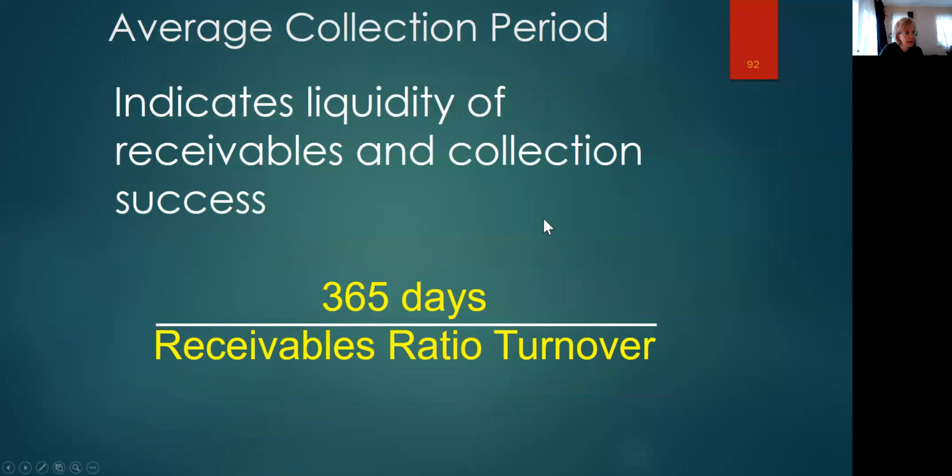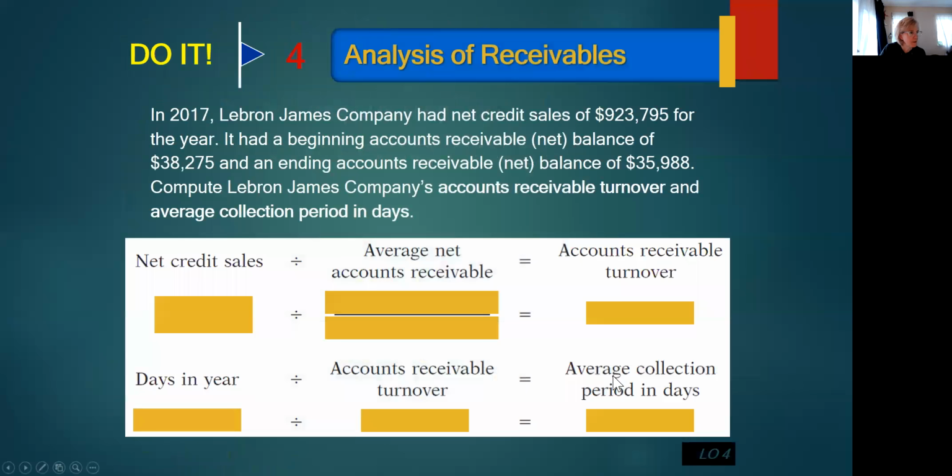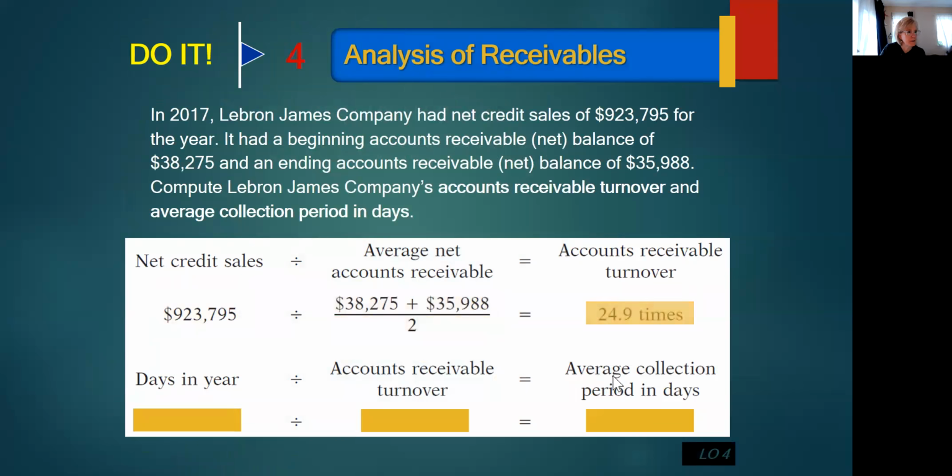All right, how do you do average collection period? 365 days divided by receivables turnover ratio. Okay, so I'm going to put the answers here just to show you what we're doing.